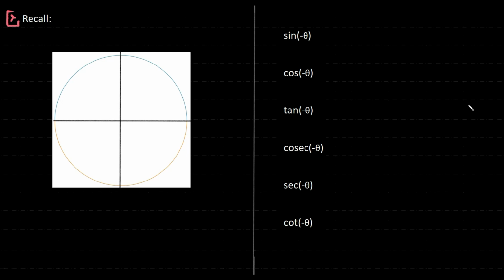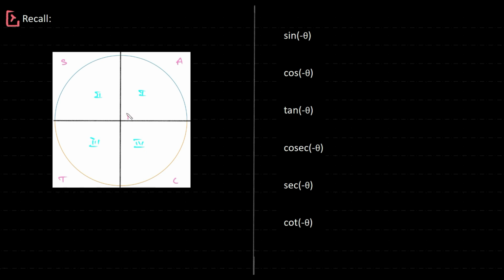Let's recall and understand a few things that are pre-required for your numericals. First things first, we have a circle, and here we have the first quadrant, the second, third, and the fourth. Now, in the first quadrant, all the trigonometric ratios are positive. Here, sine and cosec are positive, tan and cot are positive, and cos and sec are positive in the fourth quadrant.